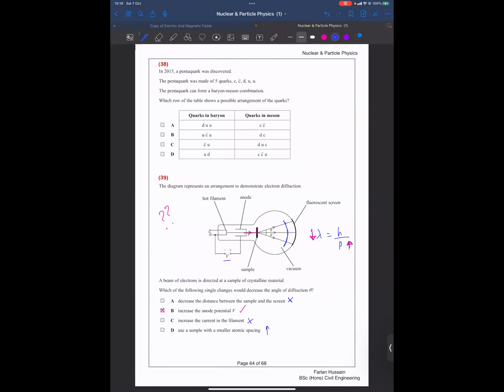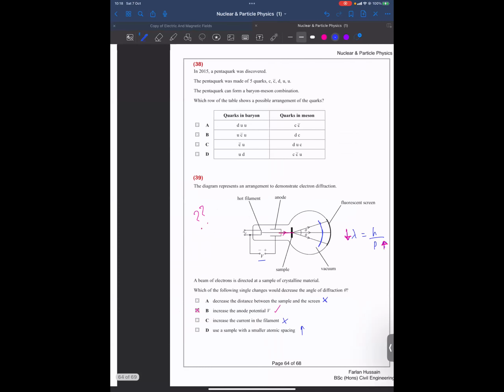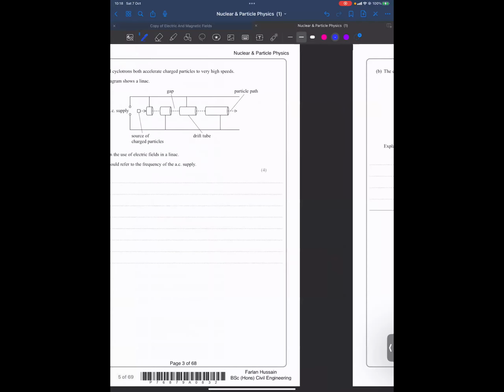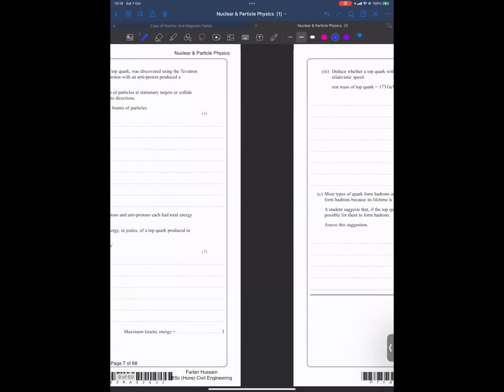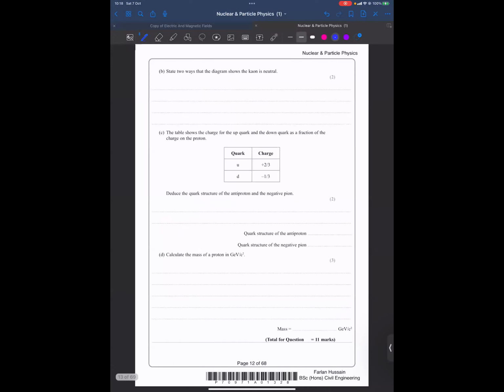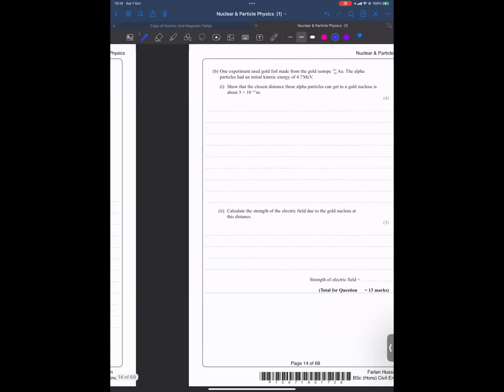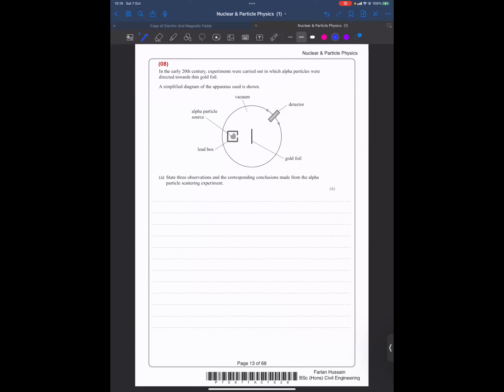Which one is that? Yeah, what we did, right? Right, guys, then question number 8, page number 30. Read the question.